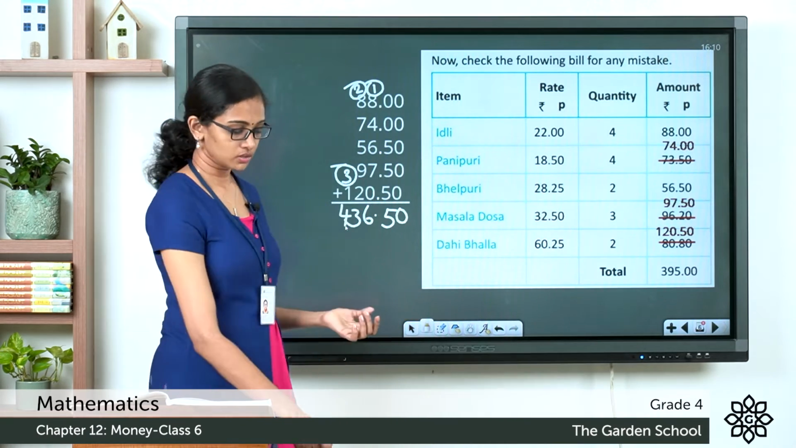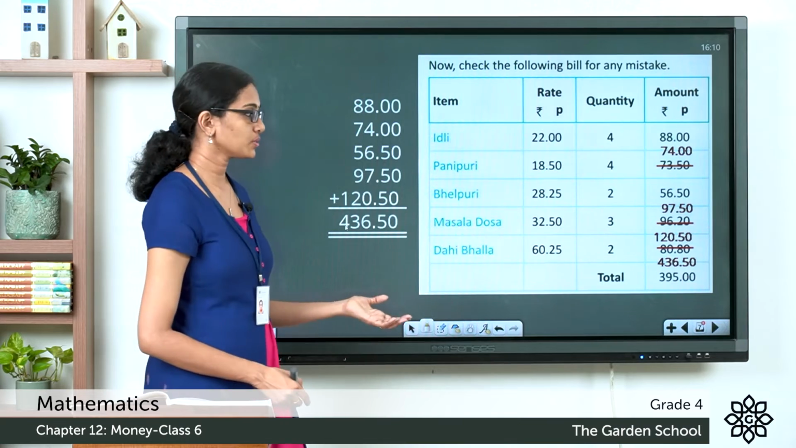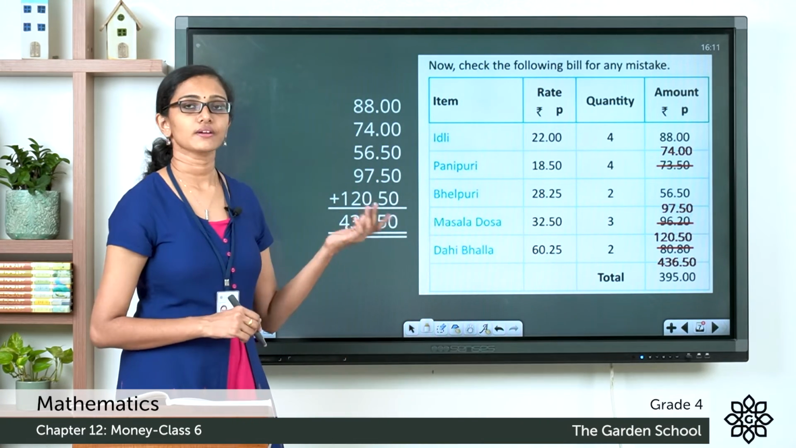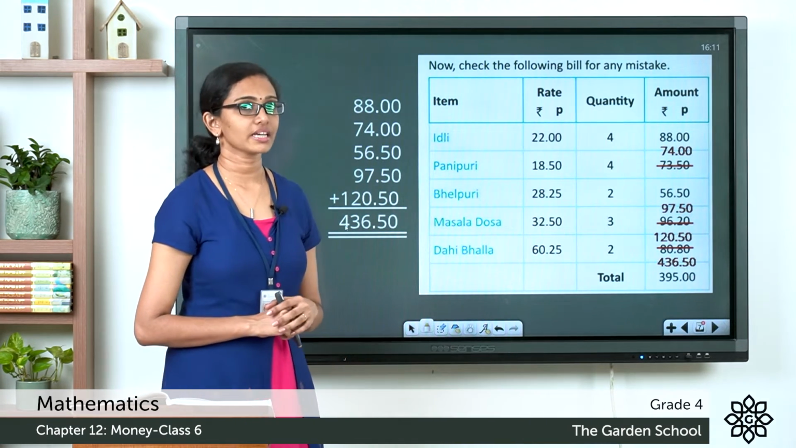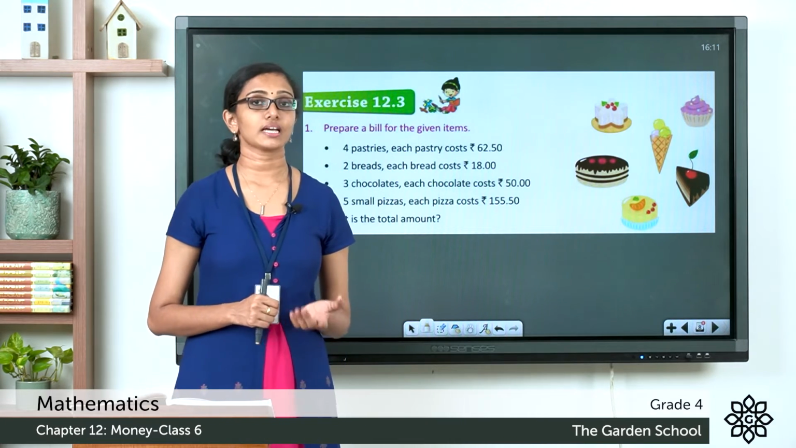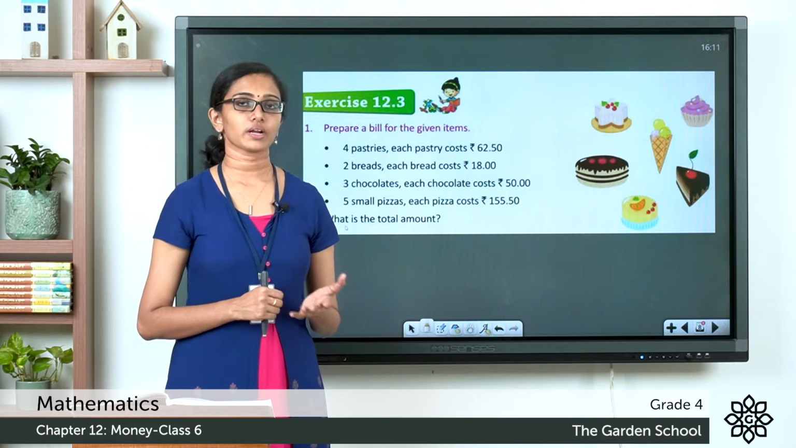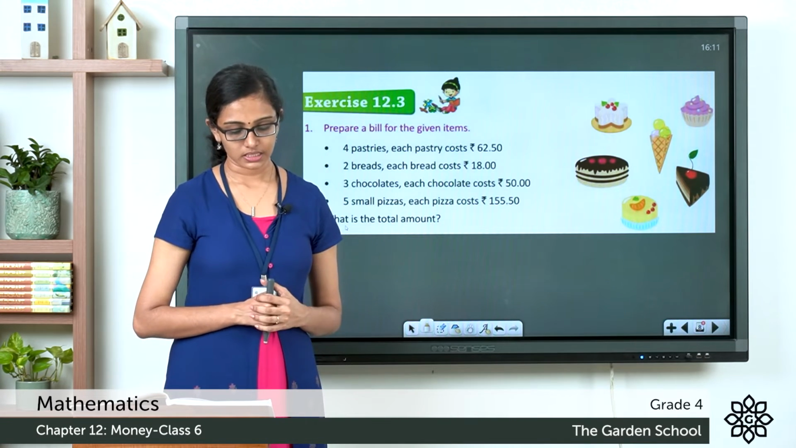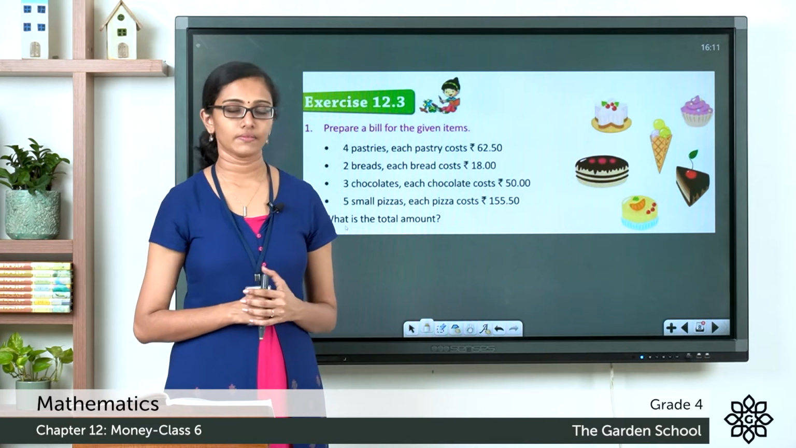So the actual total amount, or the total bill, is equal to 436 rupee 50 paise. I hope this is clear to you now. Now we'll do one activity. This is from exercise 12.3 in page number 170 itself. The first question: prepare a bill for the given items.